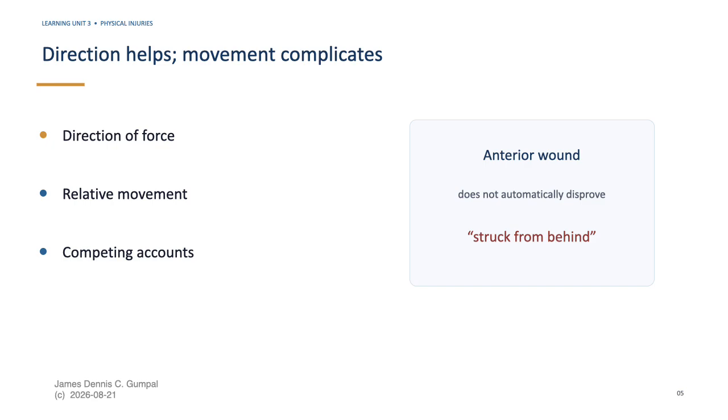Location and direction may support an inference about direction of forced relative movement and compatibility with competing accounts. But human encounters are dynamic. Suppose a witness says the victim was struck from behind while the principal wound is anterior. That inconsistency deserves investigation, but it does not automatically prove falsehood. The victim may have turned, fallen, or received more than one impact.